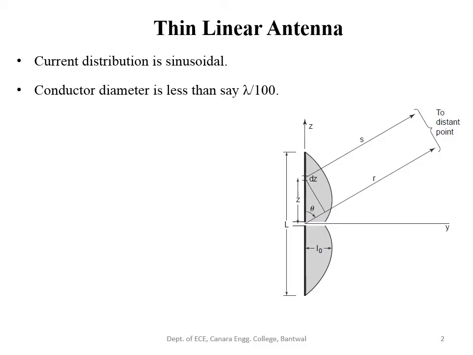Thin linear antenna, and the antennas are symmetrically fed at the center by a balanced two-wire transmission line, and it is assumed that the current distribution is sinusoidal. Current distribution measurements indicate that this is a good assumption provided that the antenna is thin, that is, when the conductor diameter is less than, say, lambda by 100.